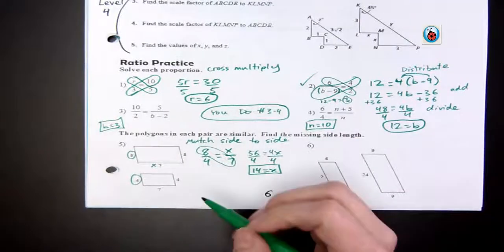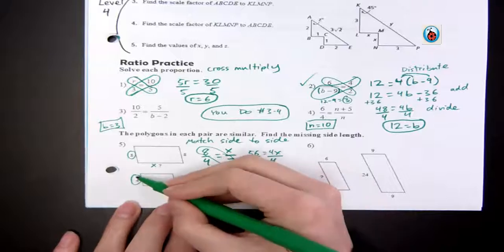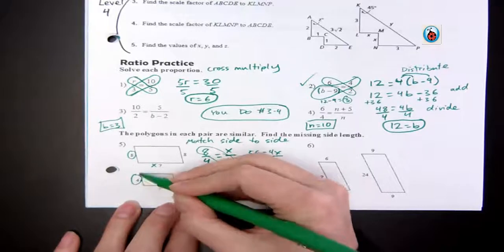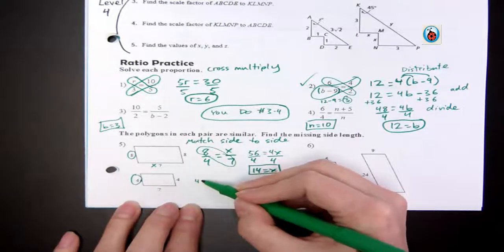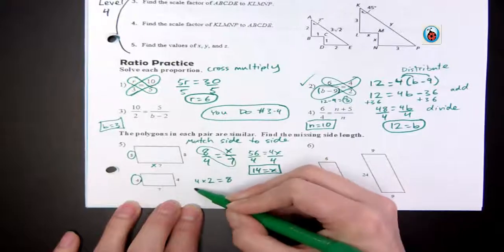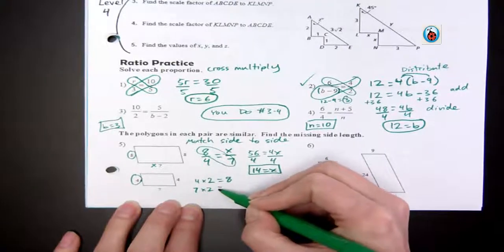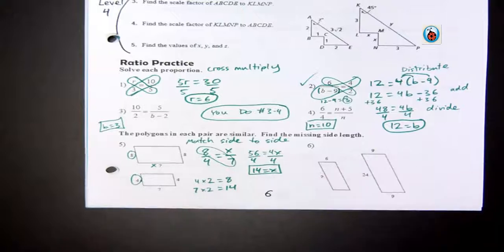Another way you could look at this, if you want to, is just look at, hey, what is that scale factor to get from here to here? So 4 times 2 equals 8. Therefore, 7 times 2 equals 14. So sometimes if it's an easy scale factor, you can just find that scale factor and multiply.